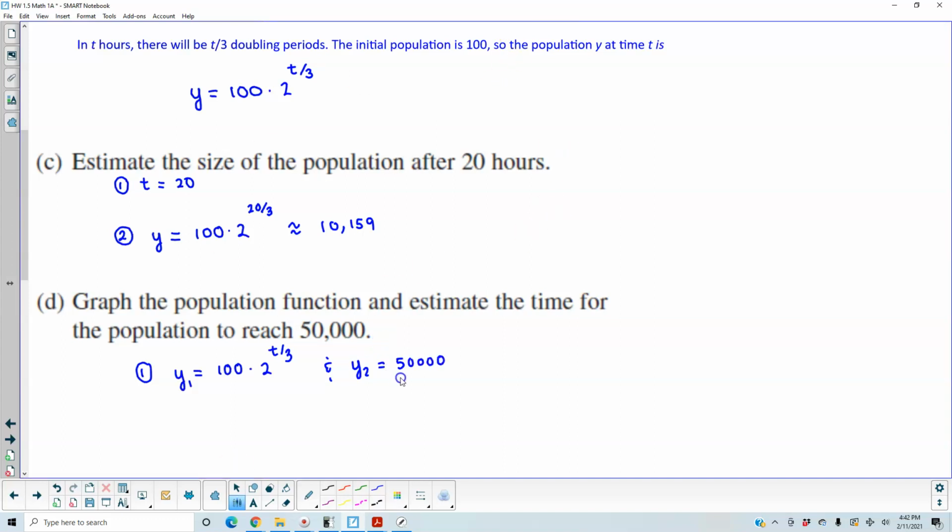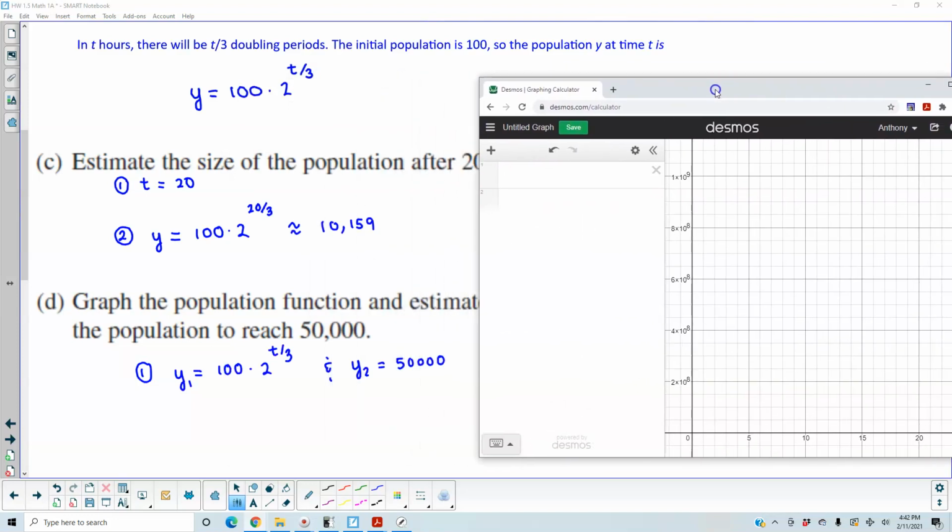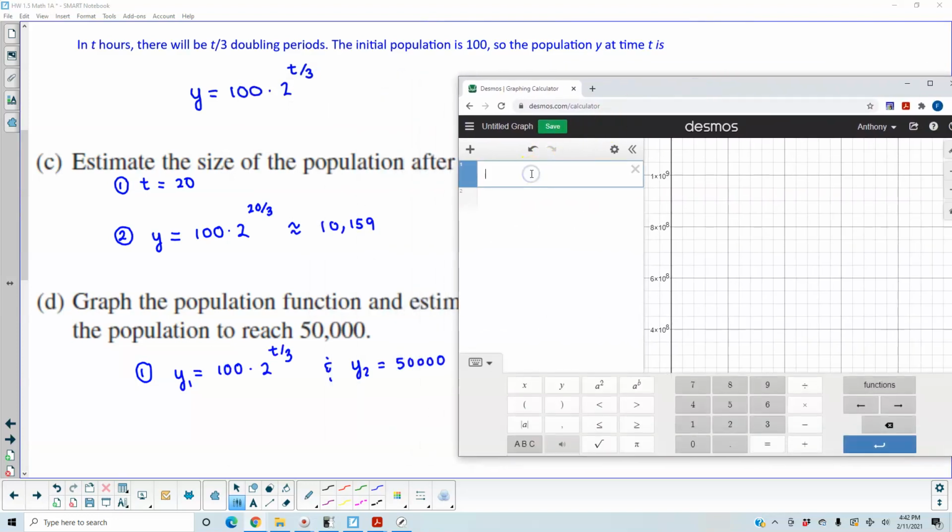Okay, so we want to figure out where they intersect. Now, we're going to go ahead and put this in our graph. So our first is 100 times 2 to the power of, we're going to call it x so we can verify it on our graph here, divided by 3. And then our second graph is going to be y equals 50,000.